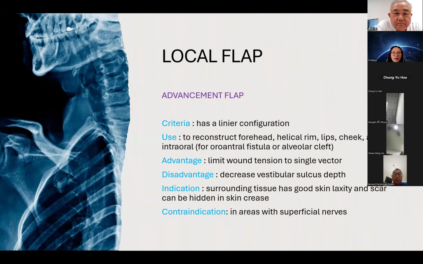So let's talk about local flaps. In local flaps, we have the advancement flap. We know that the advancement flap has a criterion where you can mobilize it through a linear configuration. You can use it for everything: forehead, nose, especially tip or ala, lips, cheek, and intraoral as well. The disadvantage is decreased depth of the vestibular sulcus, and it is indicated when the surrounding tissue has good skin laxity and the scar can be hidden in a skin crease.